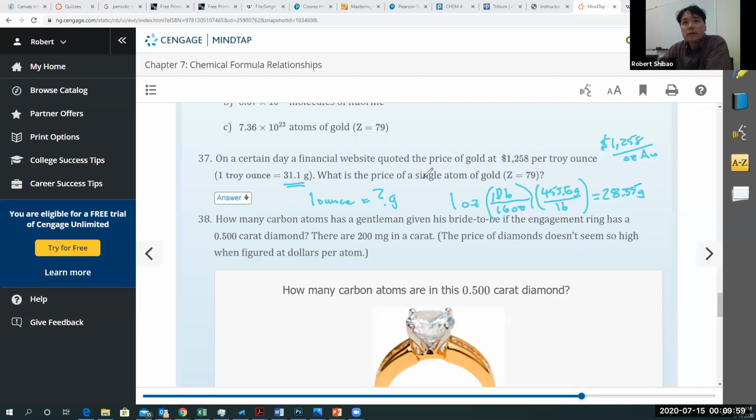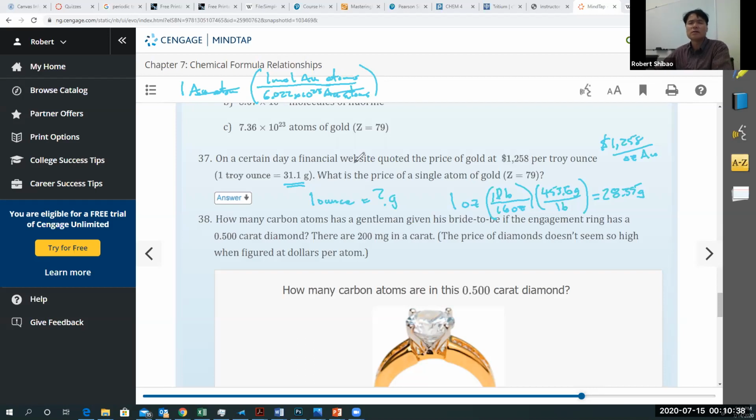So what we're going to do here is find the cost of a single atom of gold. That's what we're starting with. We start off with 1 gold atom, and then we need to cancel it. In order to cancel individual atoms, we should use Avogadro's number, which is 1 mole of gold contains 6.022 times 10 to the 23rd atoms of gold. So this would be a mole of gold atoms here. The gold atoms cancel, and that leaves us with moles of gold atoms.